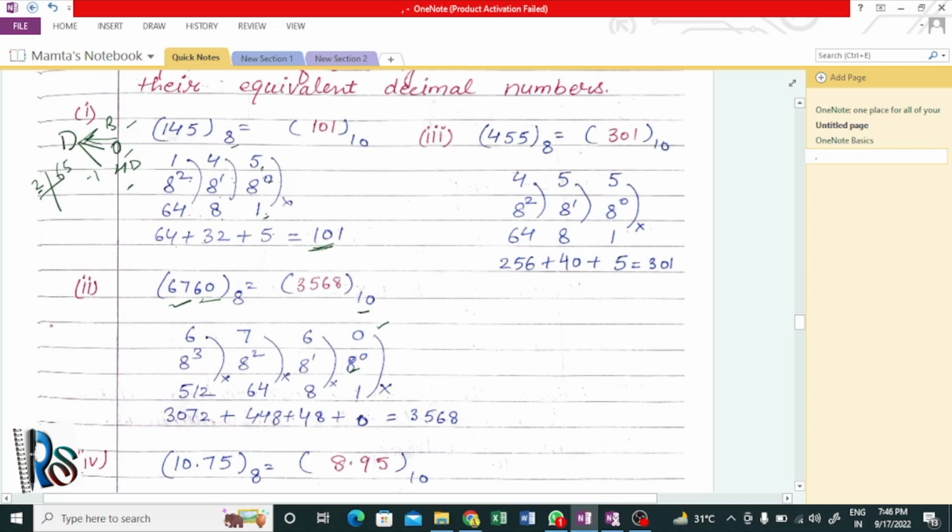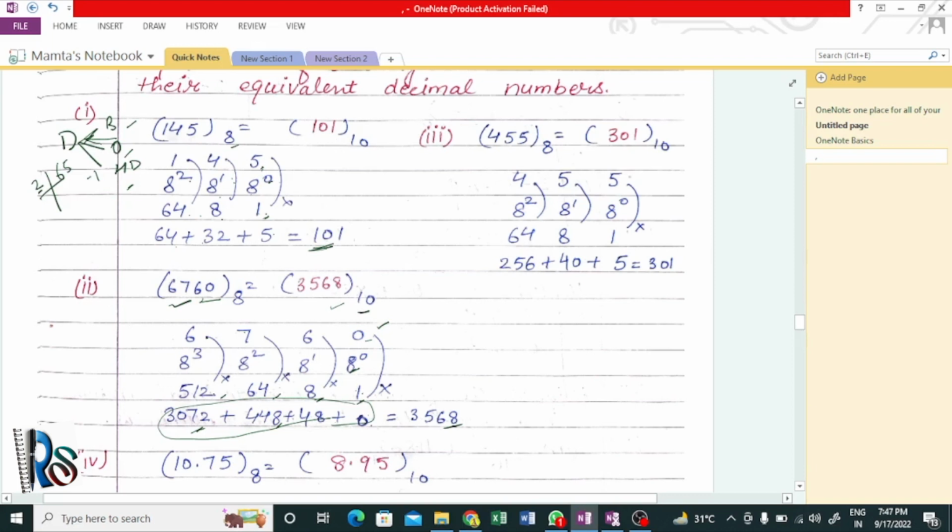Then we will calculate it. After calculation we get 1, 8, 64, 512. Now we will multiply the given number with these calculated numbers. 0 into 1 is 0. 6 into 8 is 48. 7 into 64 is 448. And 6 into 512 is 3072. And when we add all these numbers, what number do we get? 3568. This is the decimal number. Move on to the next part.